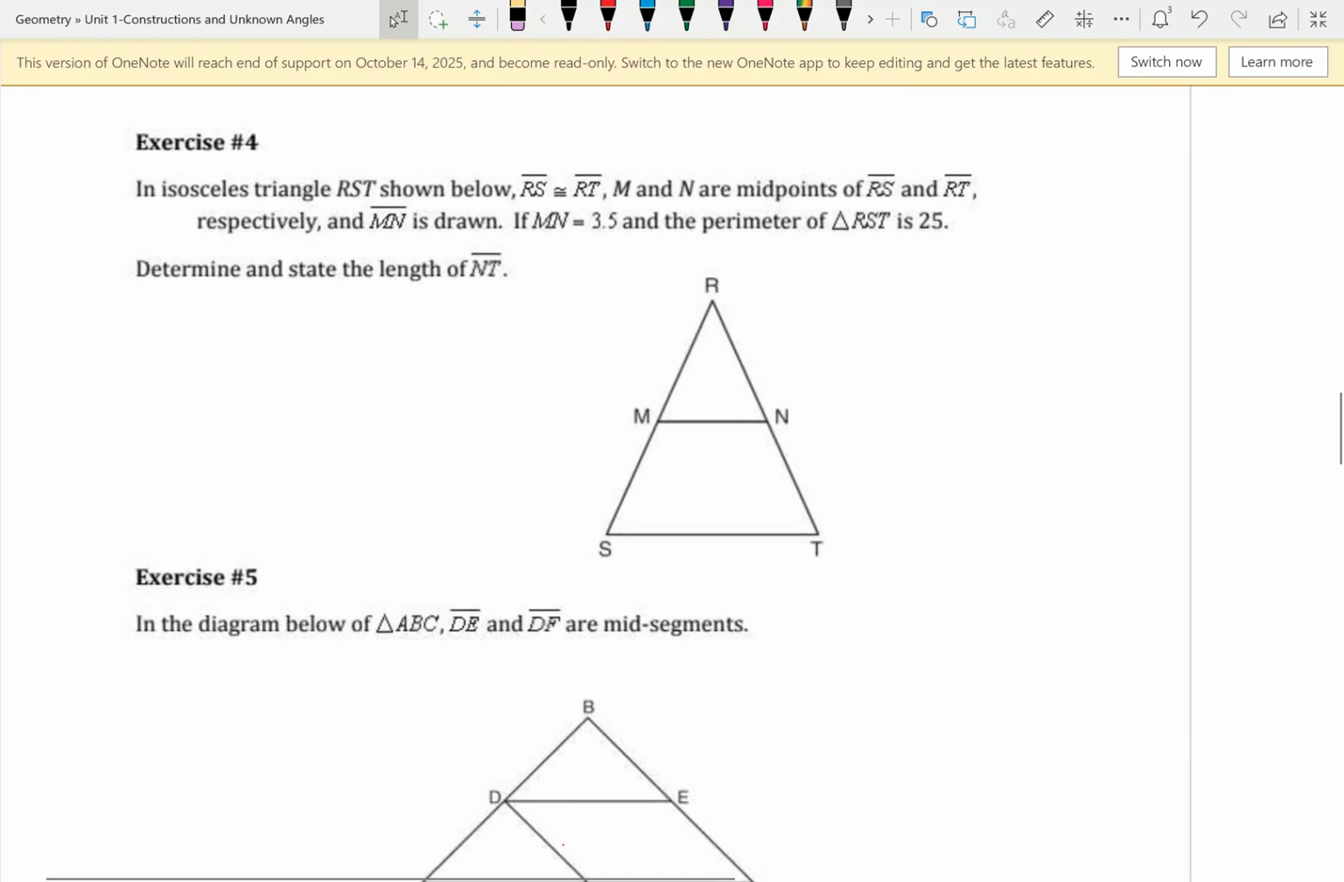What I would like you to do is the same thing. I'd like you to pause the video and try exercises 4 and 5 before you restart the video to go over how to do them.